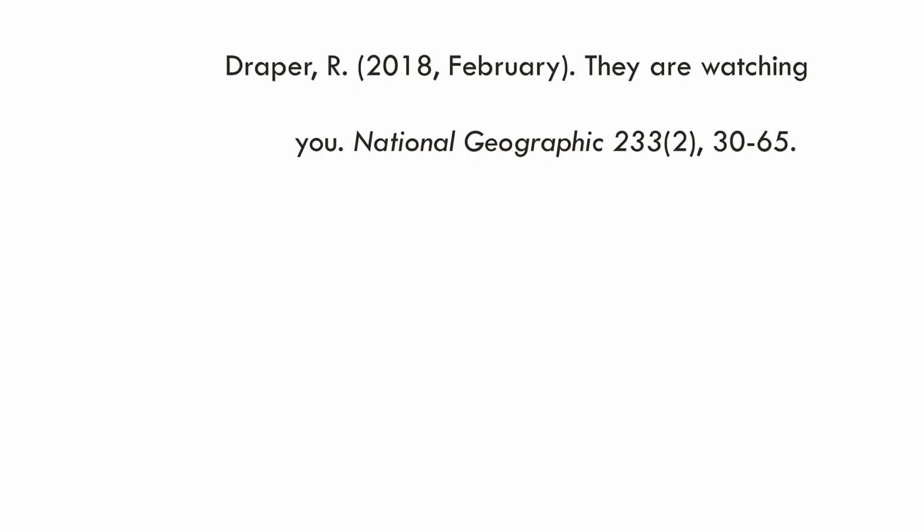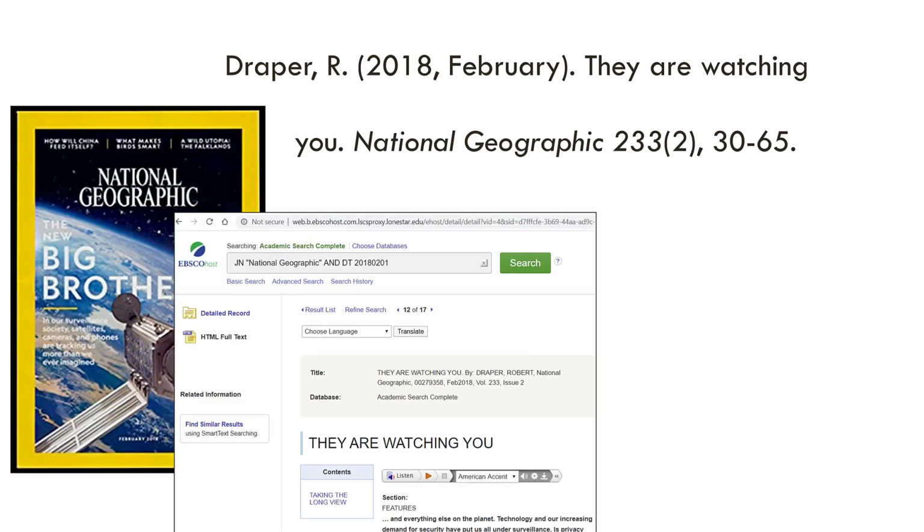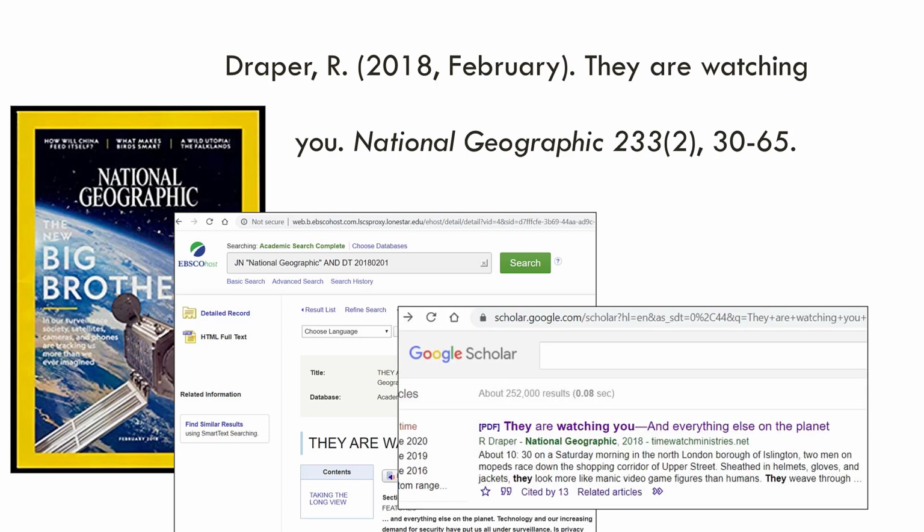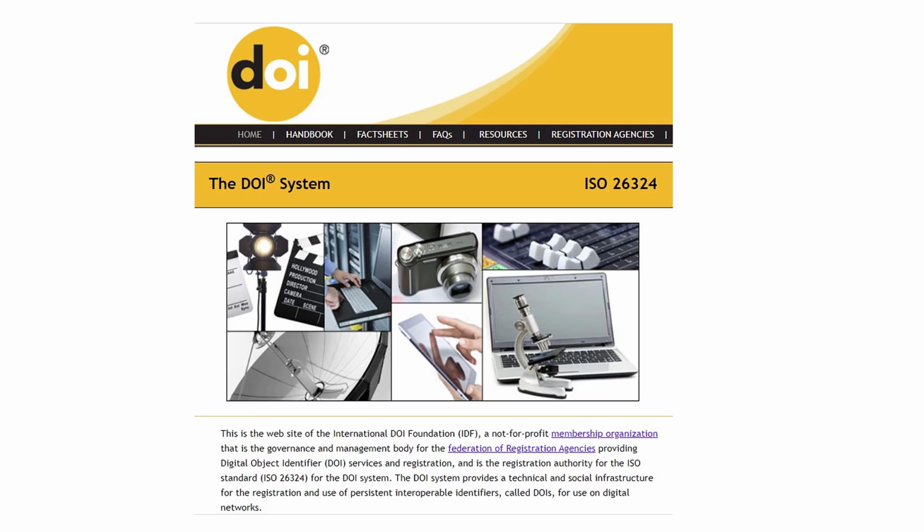In APA, it doesn't matter whether you got your journal article from a hard copy of the journal, through a database, or from Google Scholar. The citation is still the same. Next comes the DOI, if there is one. What is a DOI? It stands for Digital Object Identifier. That is, the identifier or number is digital. The object being identified might not be.